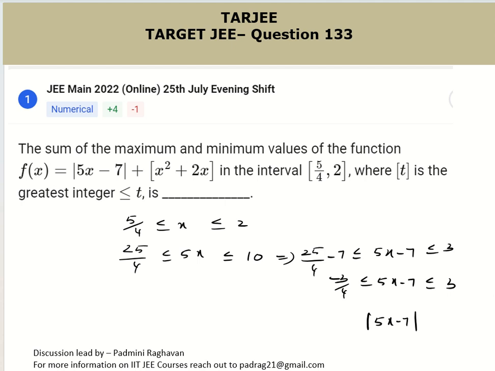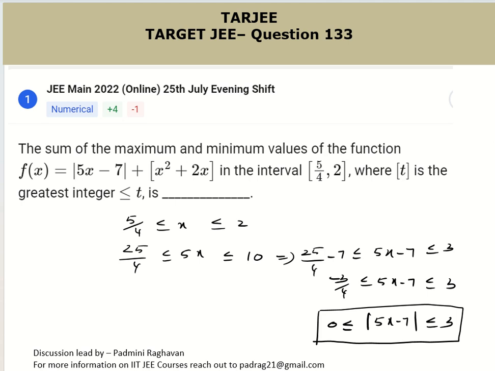So what do we know about modulus? Modulus has to be always positive. So lower value cannot be minus 3 by 4. Modulus of 5x minus 7 takes values from 0 to 3. So these are the values of our first function, namely modulus of 5x minus 7 when x takes values from 5 by 4 to 2.